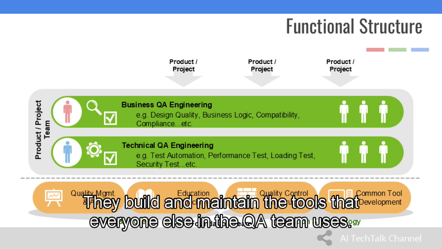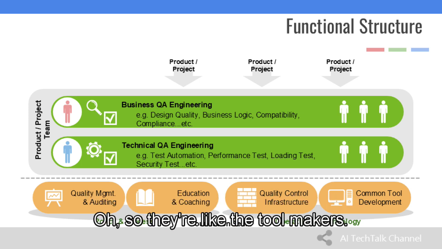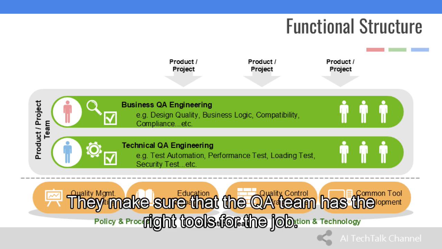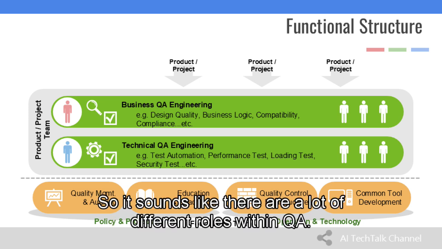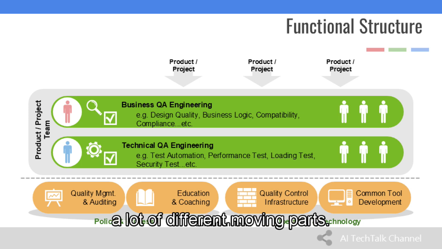They build and maintain the tools that everyone else in the QA team uses. Oh, so they're like the tool makers. Exactly. They make sure that the QA team has the right tools for the job. So they're crucial for efficiency. Absolutely. So it sounds like there are a lot of different roles within QA. There are a lot of different moving parts.